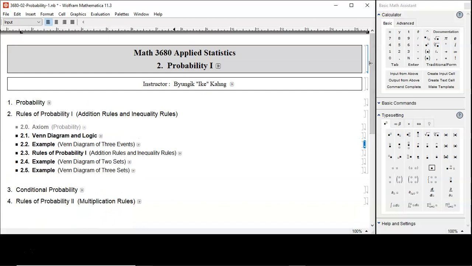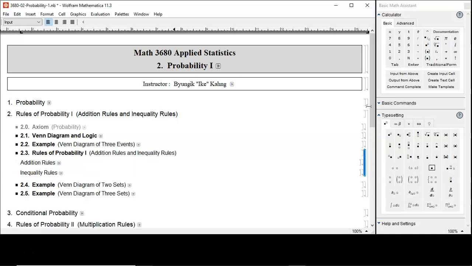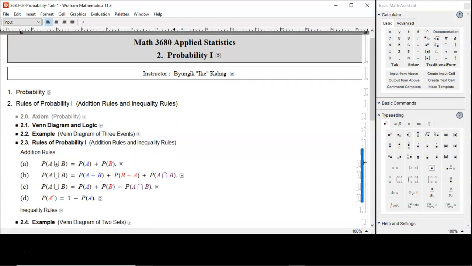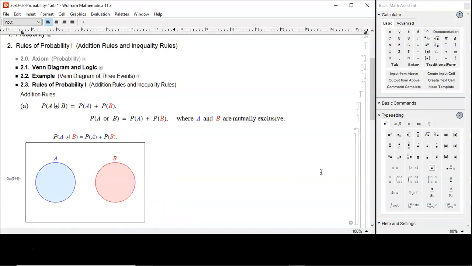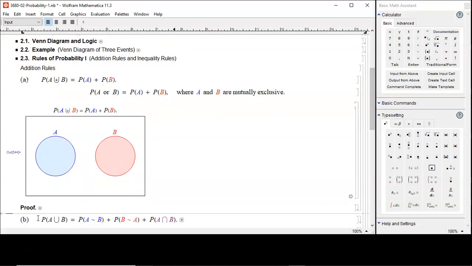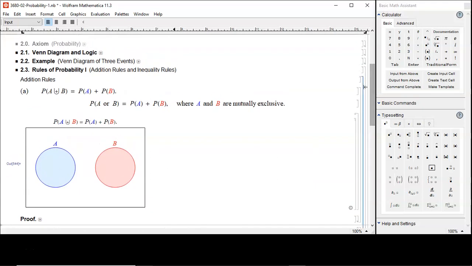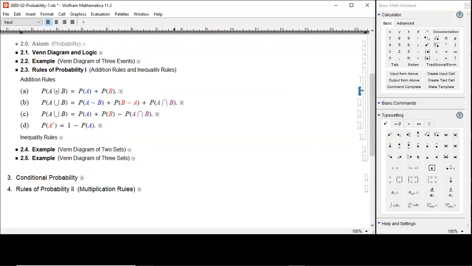Now let's go to Rules of Probability 1, addition rules and inequality rules. We're going to study multiplication rules later. So here are some addition rules. The very first is nothing more than the axiom itself, a simpler version. We have two separate sets, two mutually exclusive events. The probability of a mutually exclusive union is just the sum of the probabilities. By the way, why do we have a proof here? Isn't it the same as the axiom? Well, surprisingly, we need a proof, but we are going to do that in a separate video. Don't worry.